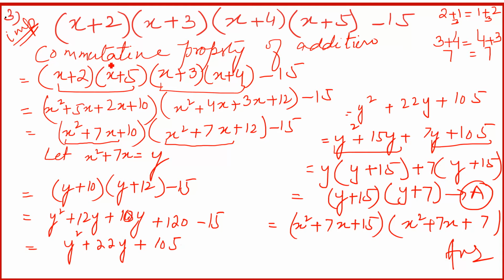So we have used here the commutative property of addition. Very simple, right? x plus 2 and multiply by x plus 5 we have to write down together. x plus 3 multiplied by x plus 4 we have to write down together. Then you have to multiply these two parentheses and these two parentheses. Then you will find that x square plus 7x is present in both the parentheses. We have supposed that x square plus 7x is equal to y, and then we have made the simplification. At the end you have to put the value of y. Wherever you see y, you have to write down x square plus 7x, because we have supposed this, right?